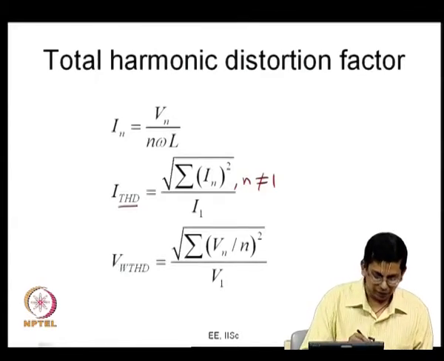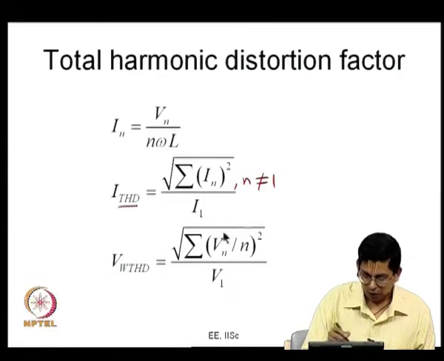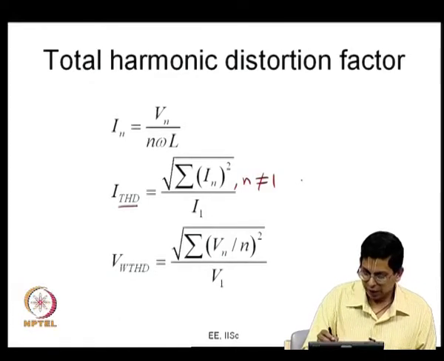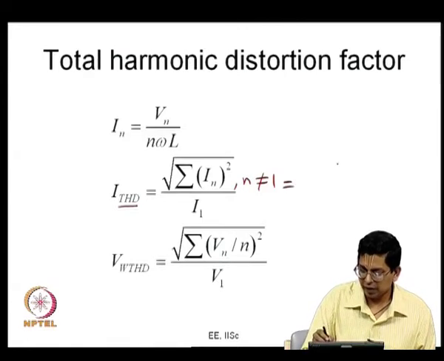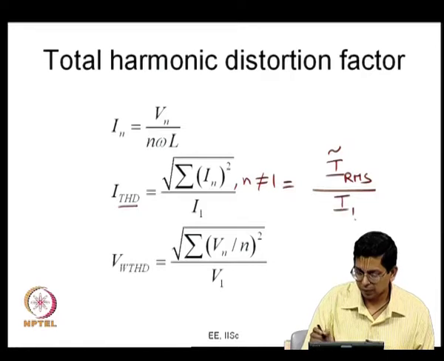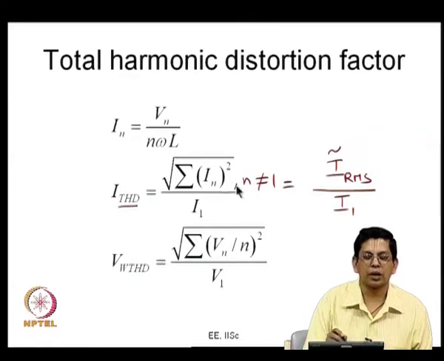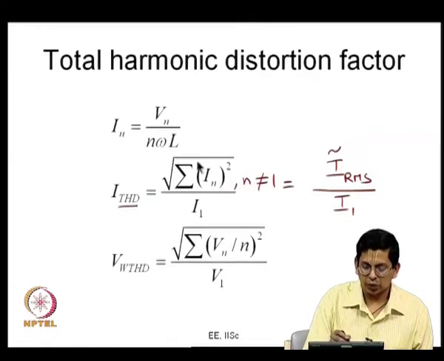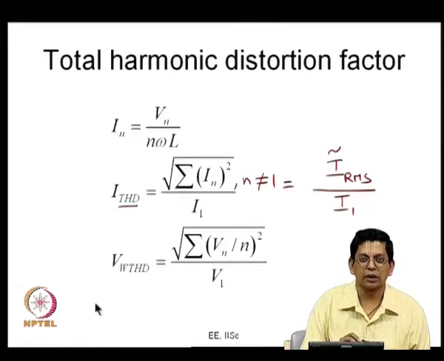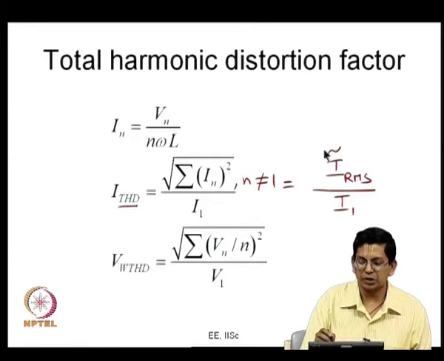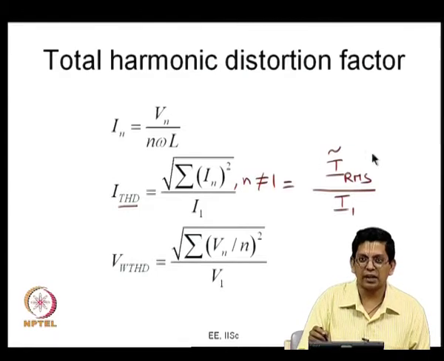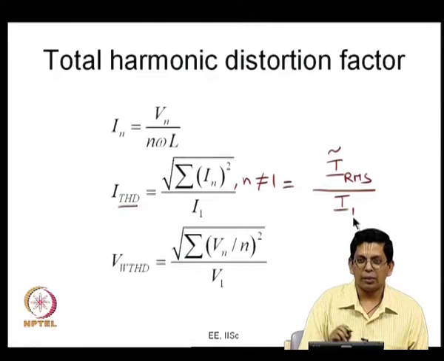Now, if you look at it a little differently, I can write it as I tilde RMS, because this is the sum of all harmonic currents, square of the harmonic currents. And so, what you have here is really the mean square value of the ripple current, and if you take it under a square root, it becomes the RMS ripple current, where I tilde RMS is the RMS ripple current divided by I1, the fundamental current. I can get this and do this now.